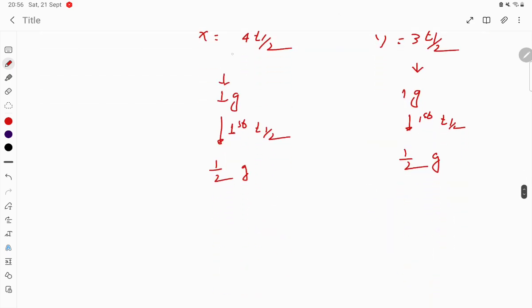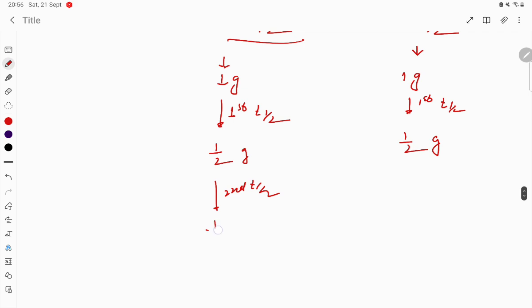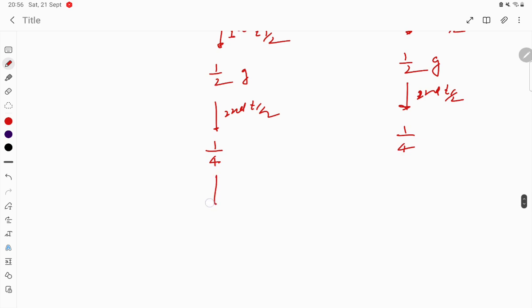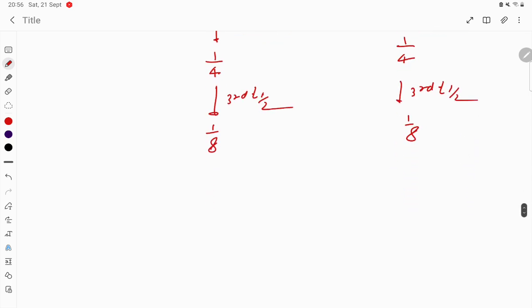So X has a total of 4 T1/2. Now go for the second T1/2. It will be half of 1 by 2, which is 1 by 4. Now the third T1/2: 1 by 8. Every time you are dividing by 2. So the third T1/2 gives 1 by 8.